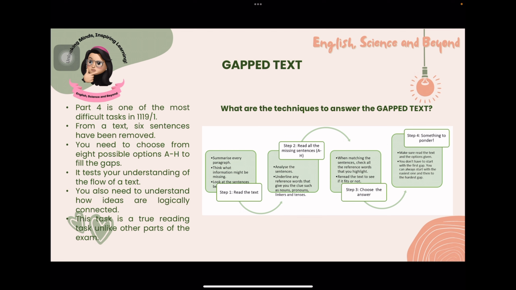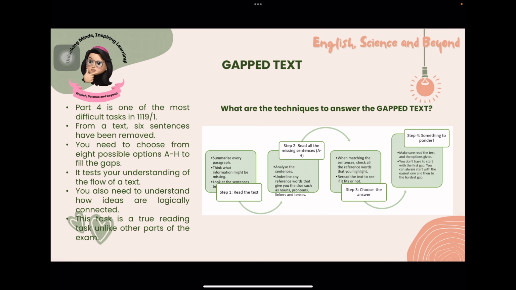This task is a true reading task unlike other parts of the exam. Why do I say so? Because in the other sections of the exam, if you are a proficient English speaker, you may get away with just reading an excerpt of the text to get your answer. But in this section, you will not be able to get away by just reading a small section of the text. In fact, if you do that, you might end up choosing the wrong answer even if you have a strong proficiency in English. So here I've summarized the 4 main steps that outline the best techniques to answer a gap text.